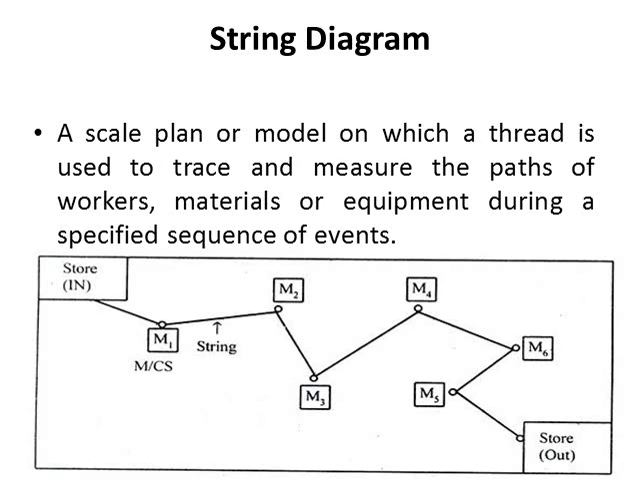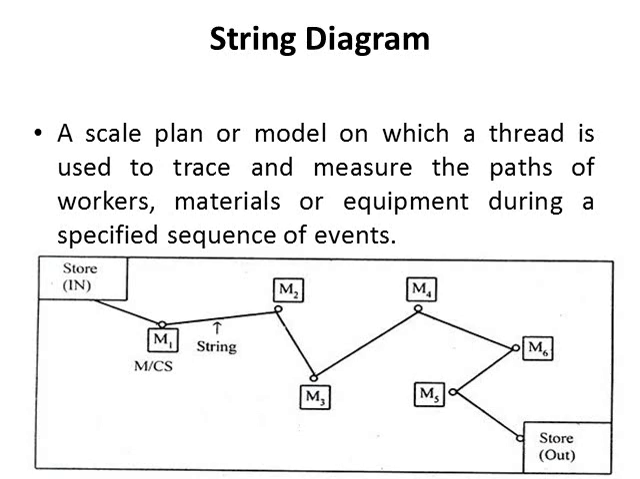A string diagram is a scale plan or a model in which a thread is used to trace and measure the path of workers, material or equipment during a specified sequence of events. If we connect the movement of a material using a thread, the string diagram will be like that. So we get a clear idea of how much movement there is. The major advantage of the string diagram over the flow diagram is that in a flow diagram repetitive movements cannot be tracked, but in a string diagram we can track the repetitive movement of machines. We get a clear idea of how much backtracking there is.